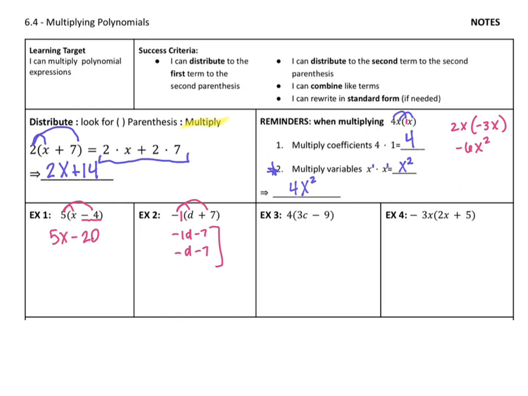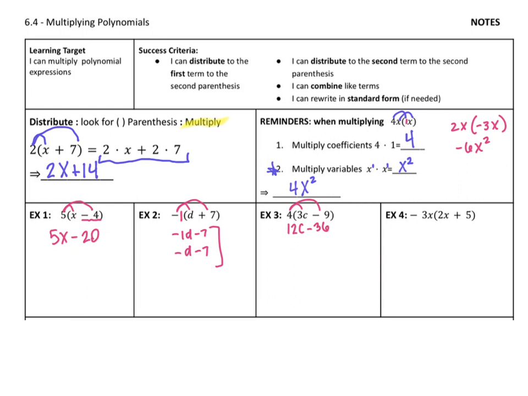And example number 3, 4 times 3c minus 9. So 4 times 3c is 12c. 4 times negative 9, negative 36. Don't forget to look out for signs there.